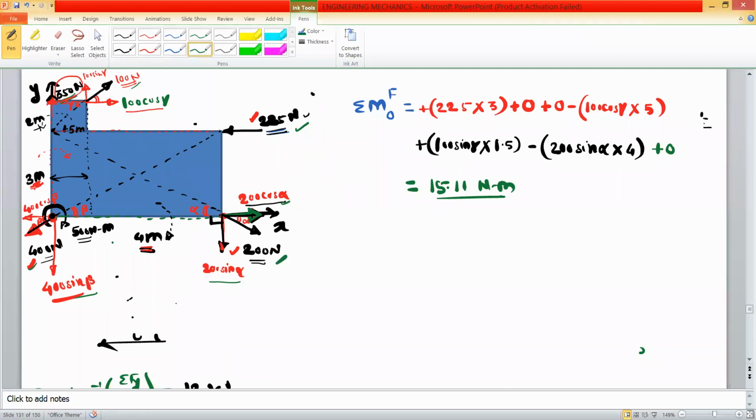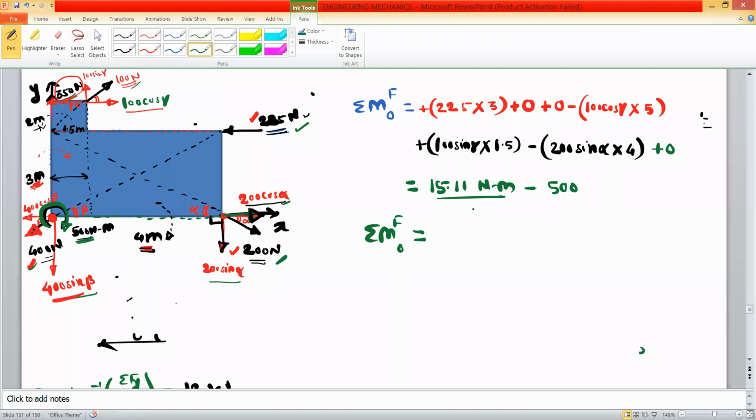Apart from this, there is one additional moment at the origin, it is given. This is the moment because of the couple, and that moment value is 500 Newton meter. It is in the clockwise direction. So we need to add this moment depending on the sign. If it is clockwise, then take the sign negative. If it is anti-clockwise, take the sign as positive. So right now given 500 Newton meter, it is in the clockwise direction. So minus the 500 Newton meter. Okay, so this is the summation of moment.